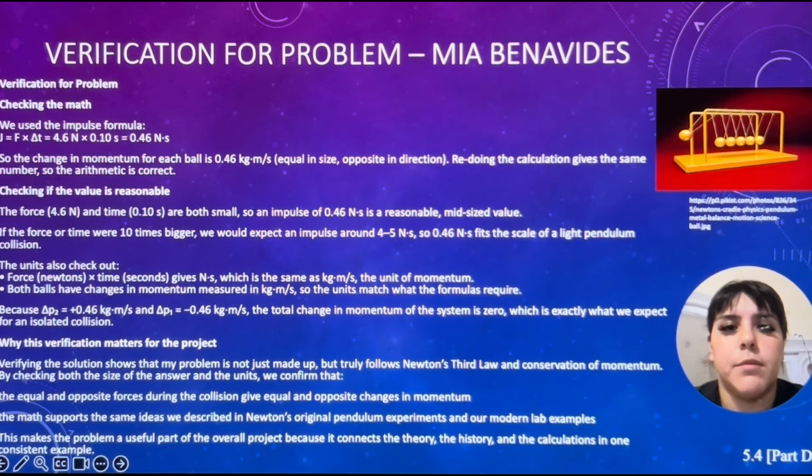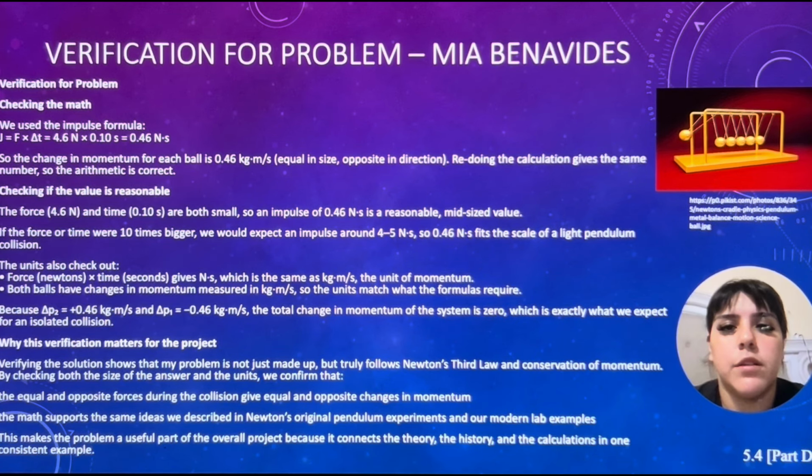These equal and opposite momentum changes match Newton's third law. Verification for the problem. To check the math, the impulse is force times delta T, 4.6 newtons times 0.10 seconds, gives 0.46 newton seconds. That means each ball changes momentum by 0.46 kilogram meters per second in opposite directions, and repeating the calculation gives the same result.